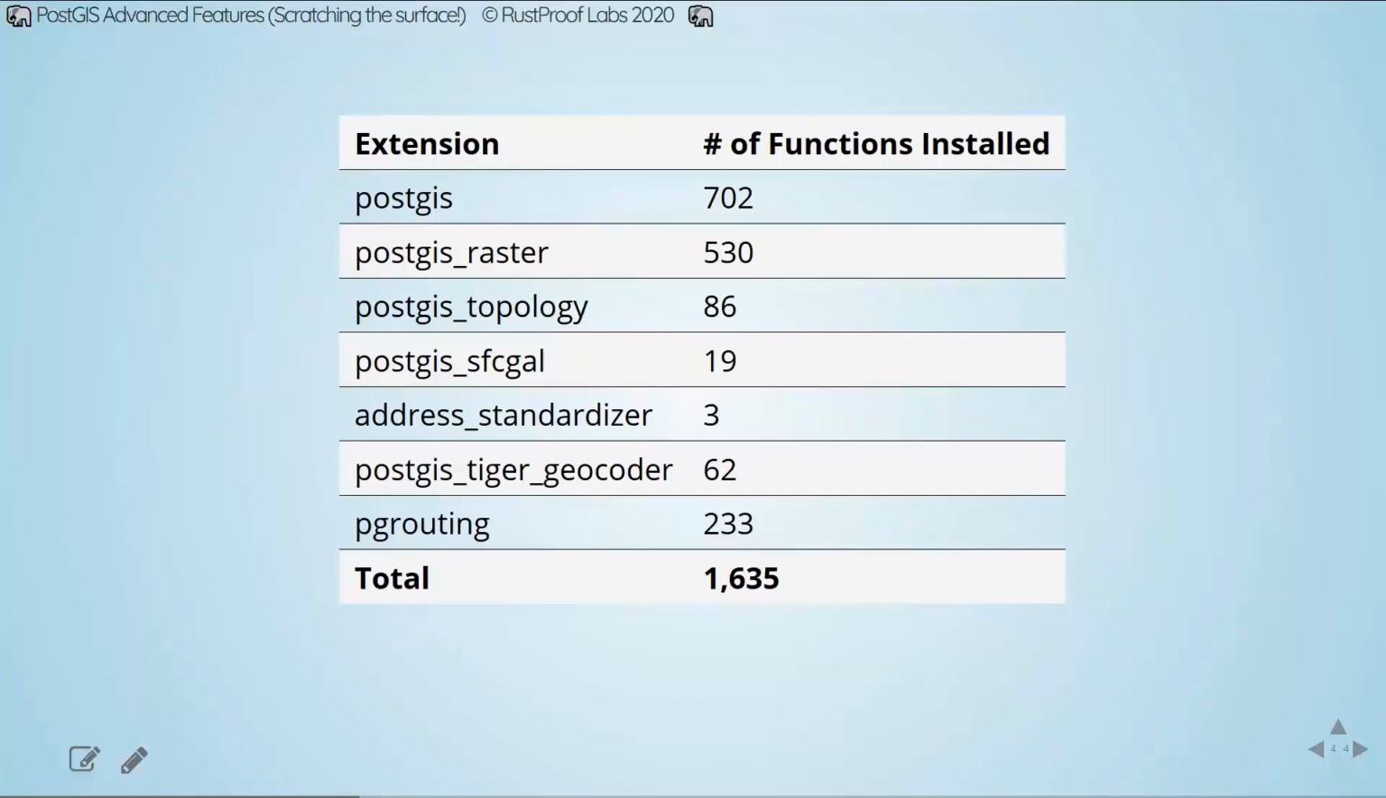Now, to be fair, counting functions in a database is sort of like counting lines of code in any other programming language. It's only useful to a certain extent. So take it with a grain of salt, because one function can do a lot or a little. Just counting the number of functions is a fairly shallow indicator of functionality. But it is a good way to get an idea of what's involved in each of these additional components of PostGIS.